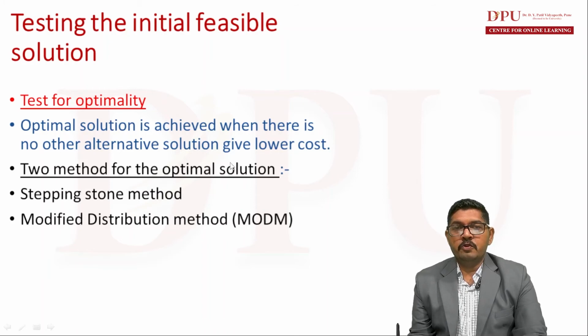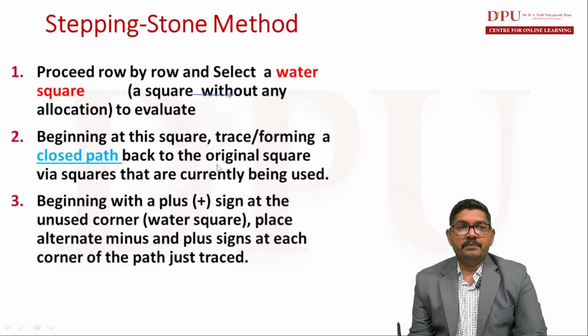If there is a solution which can provide us lower cost, then we can say that this is not an optimal solution. Two methods for testing optimality are the stepping stone method and the modified distribution method. Stepping stone method: proceed row by row and select a vacant square, a square without any allocation, to evaluate. So we have to choose a cell without any allocation to evaluate.